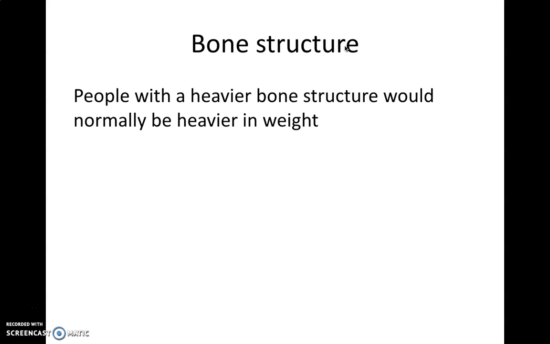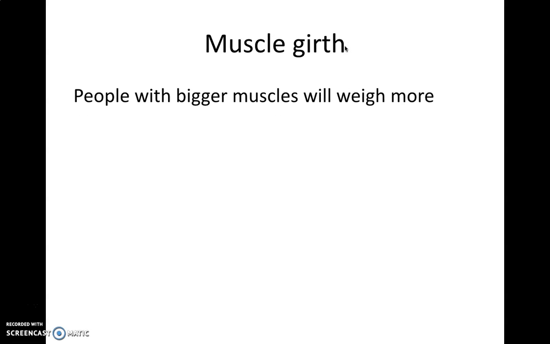Bone structure, so someone with heavier bones would normally be heavier in weight than someone who has less heavy bones or a less heavy bone structure. Muscle girth, someone with bigger muscles is going to weigh more than someone with less muscle. So if you've got more muscle, you're going to weigh more.